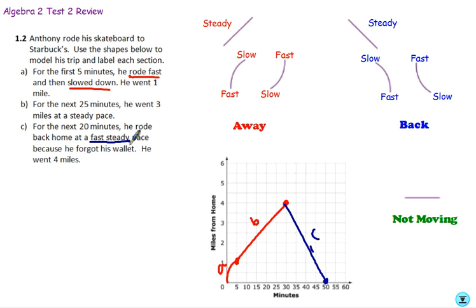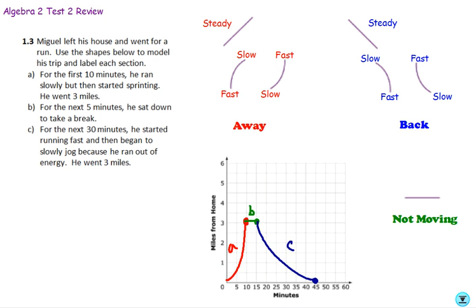So what you notice, and it may be kind of hard to tell, but the line for C is steeper because he was going faster. The line for B is not quite as steep. And so that just refers to the slope. And so the rate of change wasn't quite as much for B as it was for C. And that's actually the whole theme of this unit, talking about slope and rate of change, and so we'll get into that. All right, so let's look at 1.3.